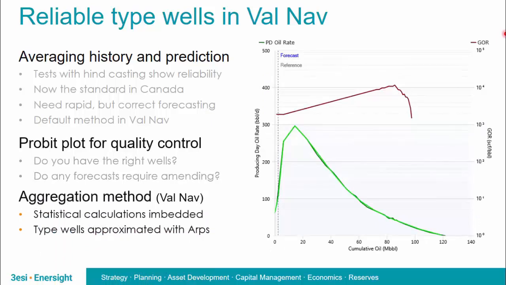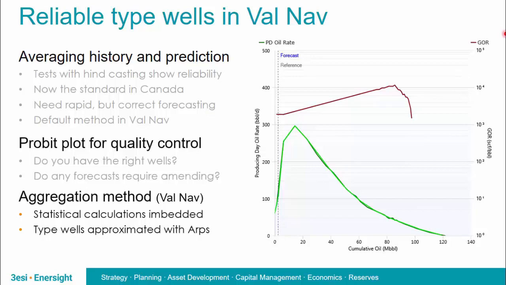When we do any type well, and particularly the aggregation method for statistical or percentile-based type wells, we always do the Monte Carlo calculations included in the software. This does not need to be done elsewhere.